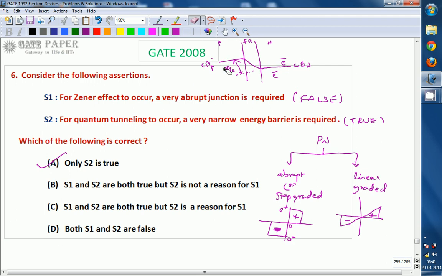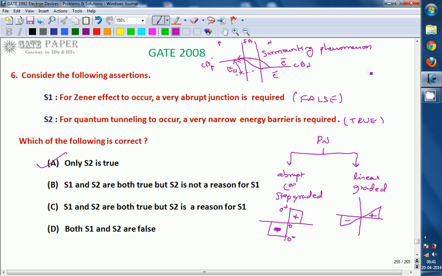E naught is the potential energy barrier. Now the electron has to jump to this side. This process is called surmounting, that is jumping over the potential barrier, the surmounting phenomenon.